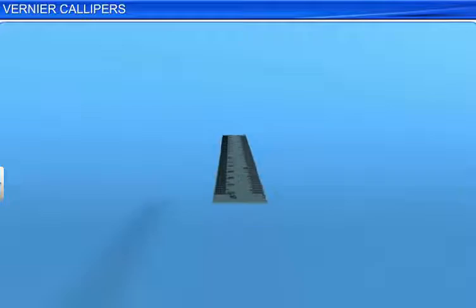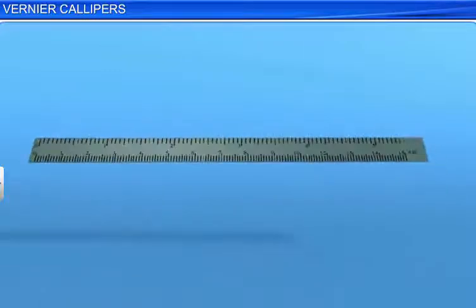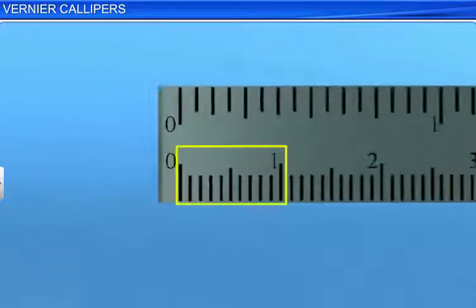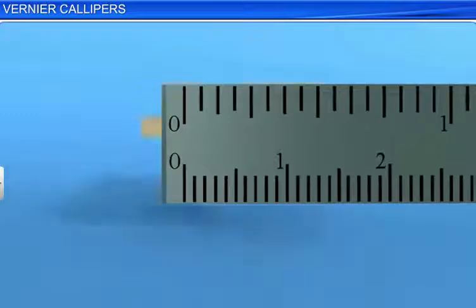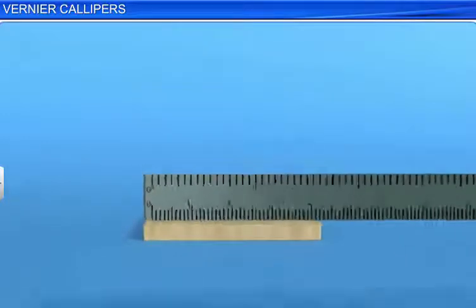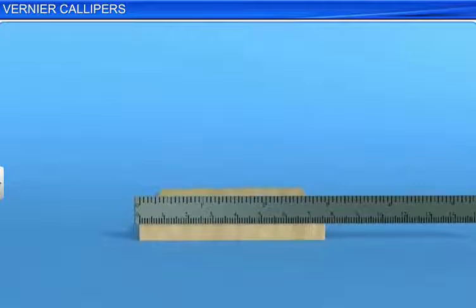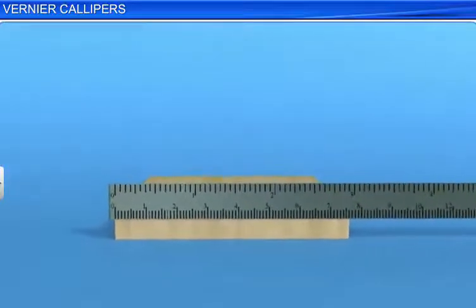Generally, an ordinary scale is used to measure the length of an object. This scale is graduated in centimeters, and each centimeter is divided into 10 millimeters. We know that the smallest measure that can be measured accurately with a device is called the least count of the device. Since the least count of an ordinary scale is 1 millimeter, it is not useful to measure the length or thickness of an object with great accuracy, that is, less than 1 millimeter.